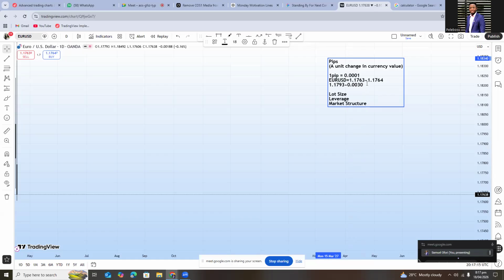And in trading terms, we say the market has appreciated by what? 30 pips. This may be boring, but this is what is going to translate into either a loss or profit. So it's best you understand it.